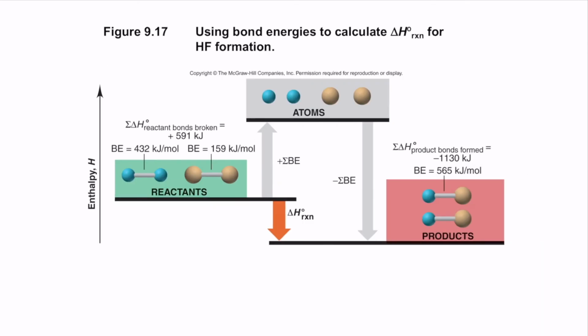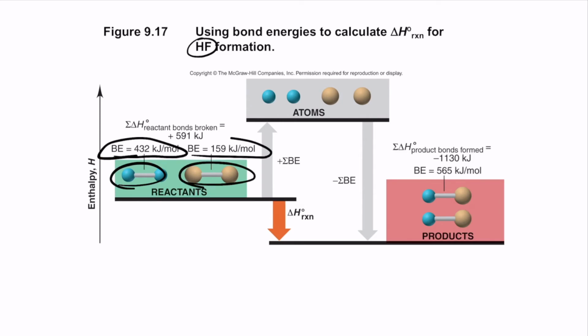So let's take an example here. You have the formation of HF, which involves 2 hydrogens and 2 fluorine atoms. Now each bond requires 432 for hydrogen and 159 for fluorine. So once we break those bonds, notice that they become atoms. So that's the energy that we've added.